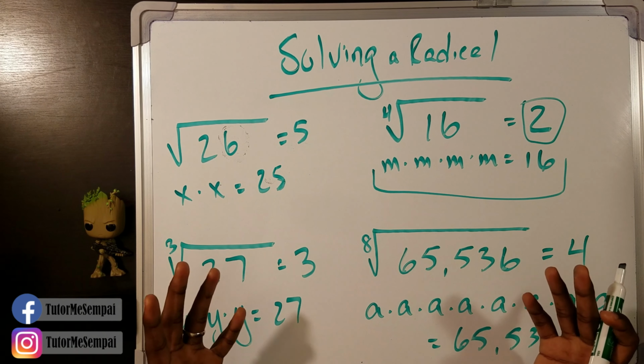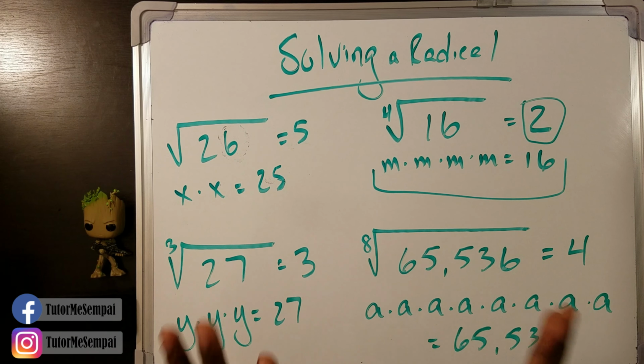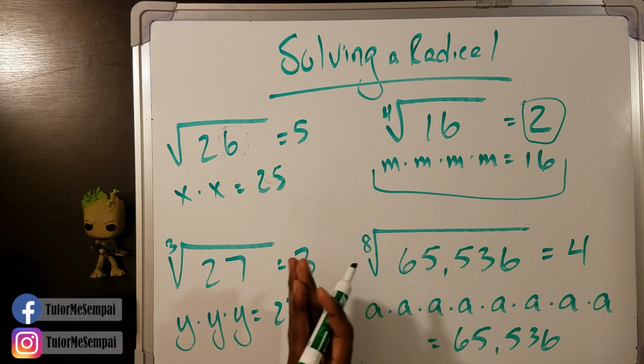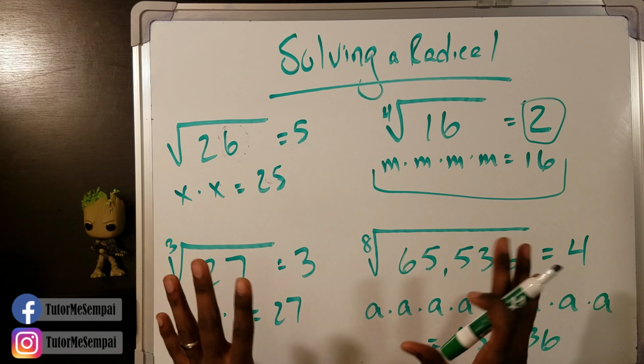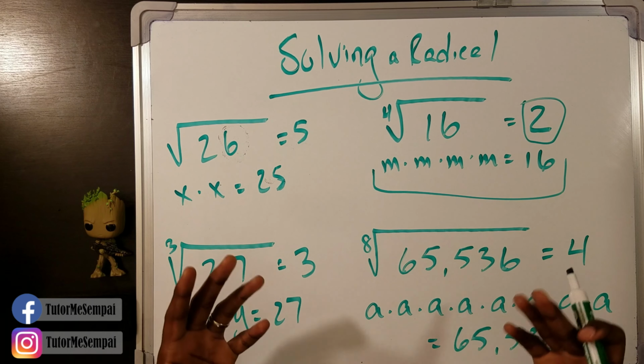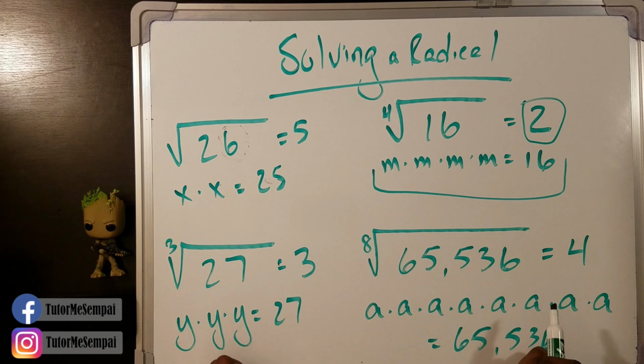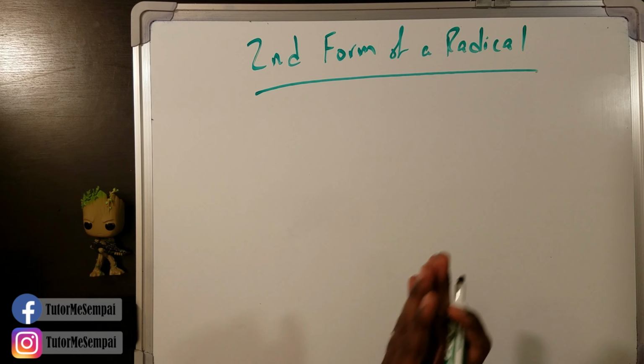So we've talked about the different parts of our radicals, and we've actually solved some perfect radicals. Once again, we'll talk about the ones that are not perfect in our next video. The last thing I want to go over with you is another form that your radical could take. All radicals can be written in another form.